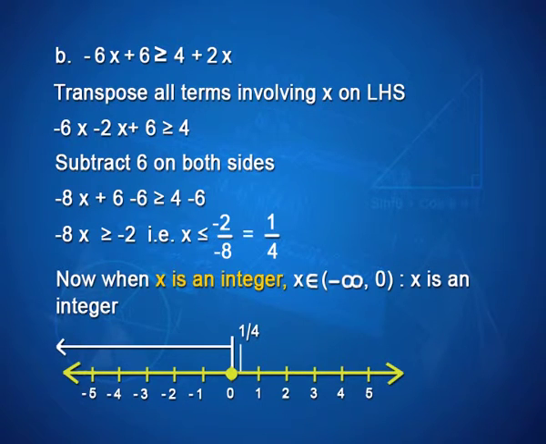Note here that we have a colored circle at the point 0, because the point 0 is included in our answer. The arrowhead here is pointing on the left hand side, because we are talking about the integers on the left hand side of 1 by 4.